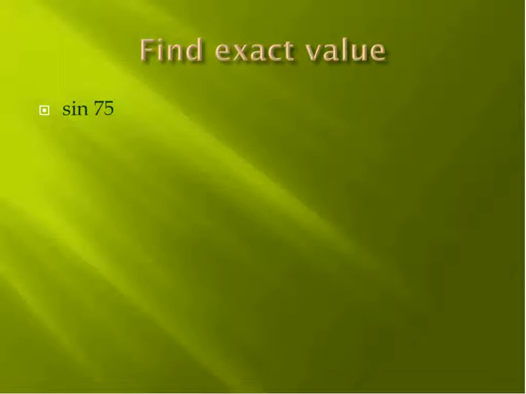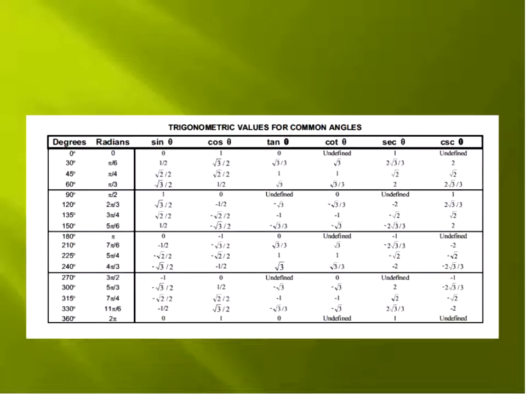So let's try this one. Find the exact value of sine 75. This means you cannot give me the decimal point answer. That's not what it's looking for. So we're not even going to use a calculator for this. So let's look back at our chart.